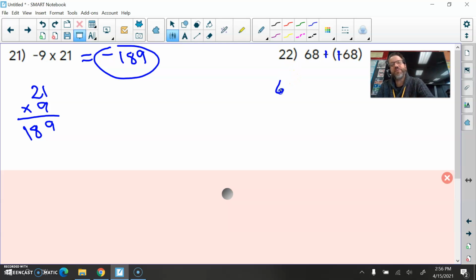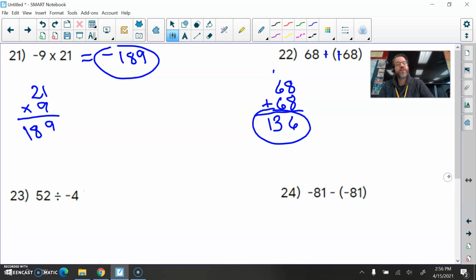So we have 68 plus 68. Hey, isn't that the same thing as 68 times 2? It is, isn't it? But either way, we get the same result. 8 plus 8 is 16. Carry the 1. 6 and 6 is 12, and 1 more is 13. So we have 136 here. That's our answer for 22.